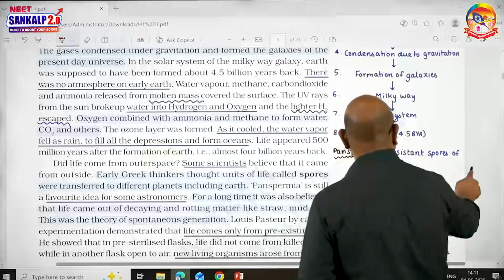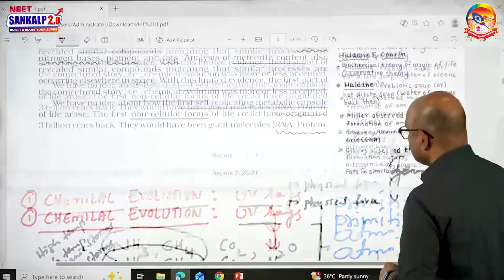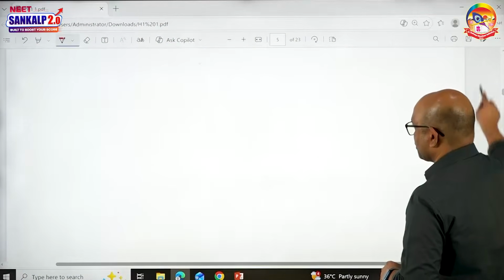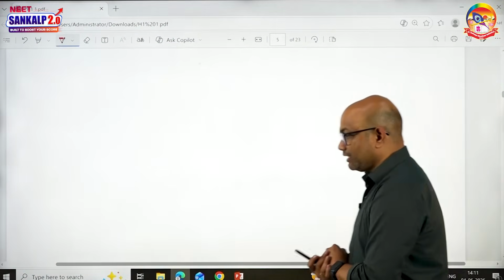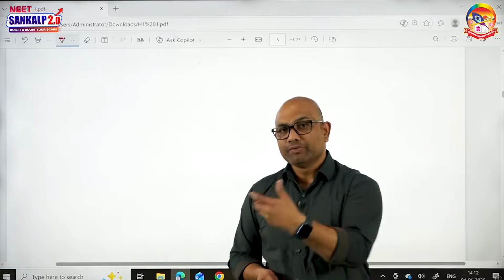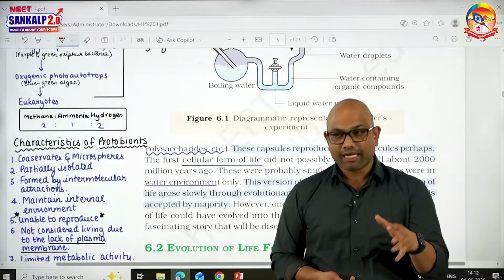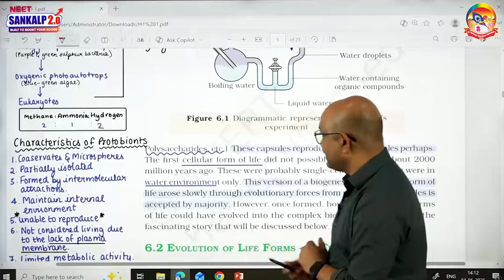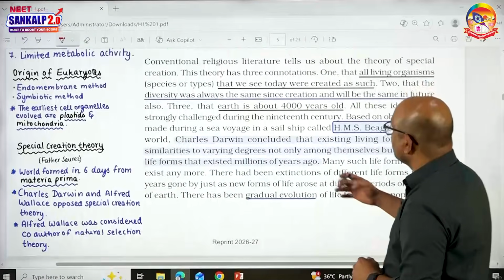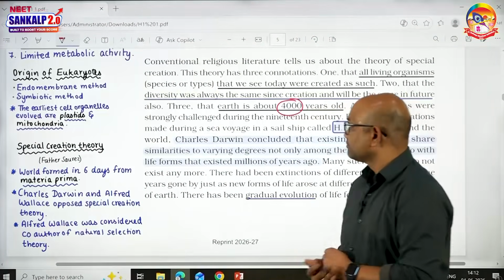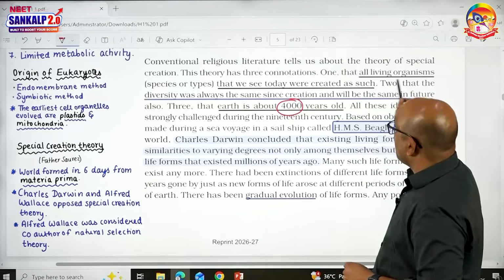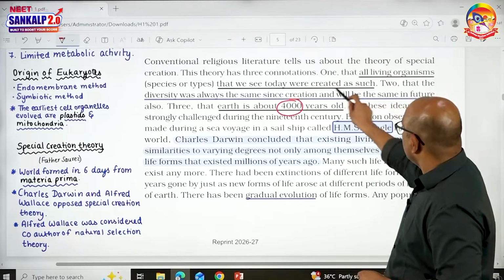The first connotation in the special creation theory is that the life we see today was formed as such. The second connotation is that diversity was the same since the past and is going to be the same in the future. And the third connotation is that the age of the Earth is around 4,000 years. So, 3 points of special creation theory: all living organisms that we see today were created as such, first point.